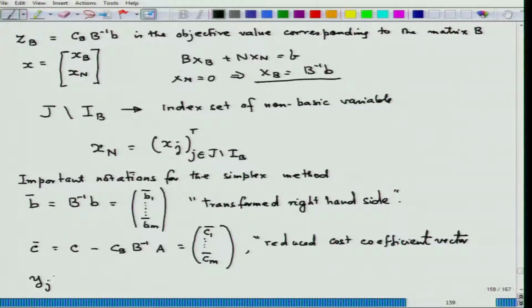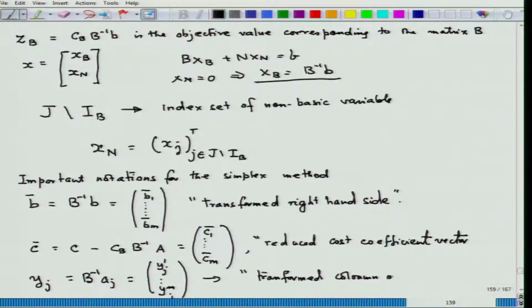Another notation which is important is Yj equals B inverse Aj. So, the jth column I am multiplying by B inverse, so I am transforming the jth column. So, it is Y1j, ..., Ymj, the m elements. So, this is called the transformed column of A, the jth column. It was Aj, now the transformed column is Yj.